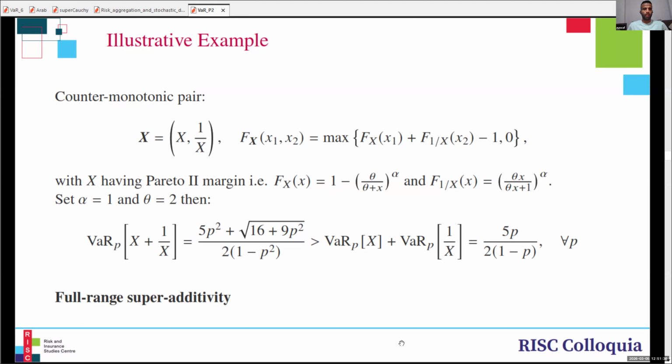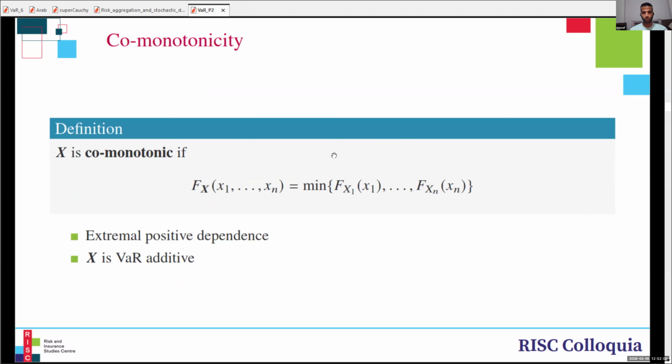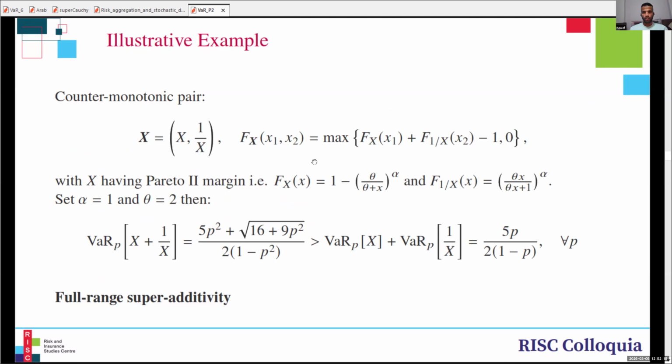Then the joint distribution of that bivariate random vector X is the Frechet lower bound, that is, the max of the sum of the two CDFs minus 1 and 0. This is called the Frechet lower bound, which is the most negative dependence there is. You can contrast it to the Frechet upper bound that we defined here. This is the extreme positive dependence that can occur, and in that case sub-additivity is equivalent to additivity. But here, this is the most negative dependence structure we can have.